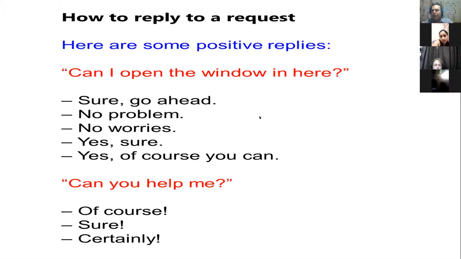Sure. For example, if I ask you, Roxy. Yes. Can I say only, can I open the window? Yes. Correct. It's not necessary to say in here. Si ya estás adentro, correcto. Ese sería otro escenario. Yes, not a problem. That's good.